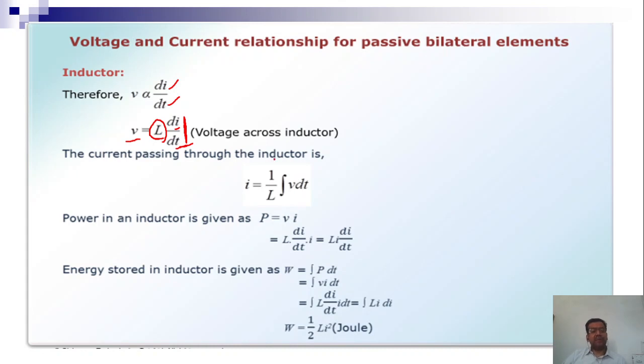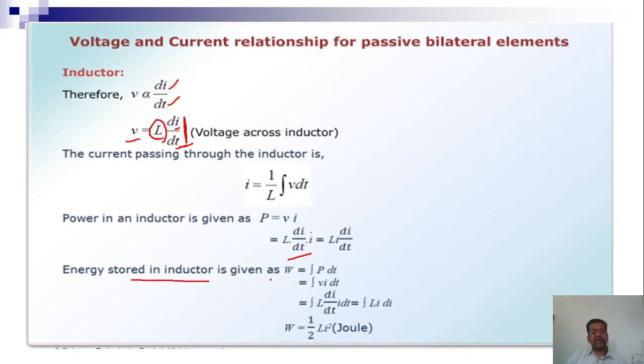So the current passing through the inductor is given by i is equal to 1 by L integral of v dt, doing integration on both sides. Power in an inductor is given by P is equal to V into I. V is nothing but L into di by dt, so P is equal to L i di by dt.